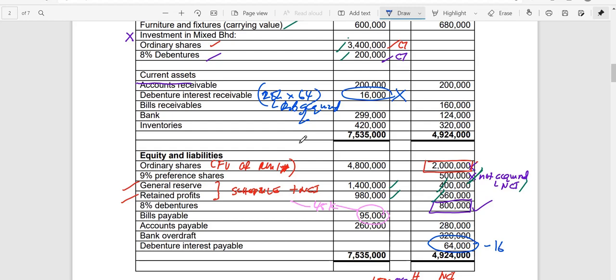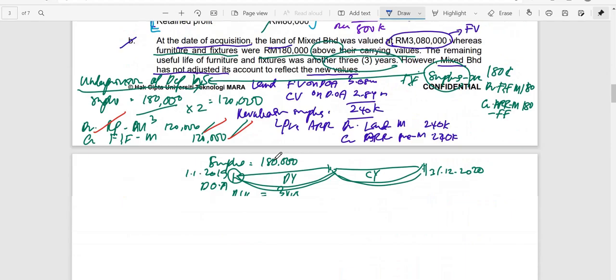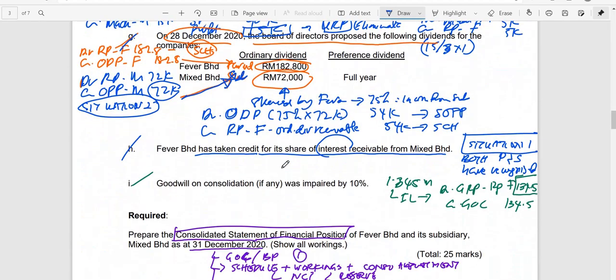Meaning that here you need to remove 16, here also you need to remove 16 later in our consolidated statement of financial position. So that will be done by, if you go here, you are going to debit the case here, debenture interest. So what you will do is, this is debenture interest payable, credit debenture interest receivable. That is if you have not recorded, but here you have recorded, so therefore that would be debit debenture interest payable to remove it, and credit debenture interest receivable under the parent FAR.